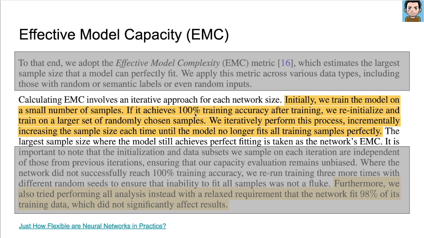If it achieves 100% training accuracy after training, we reinitialize and train on a larger set of randomly chosen samples. We iteratively perform this process, incrementally increasing the sample size each time until the model no longer fits all the training samples perfectly. Of course, there are a few caveats and technicalities to this approach. For example, the model might achieve 100% accuracy on one subset, but not another subset of a similar size. There is no bulletproof solution to these problems.